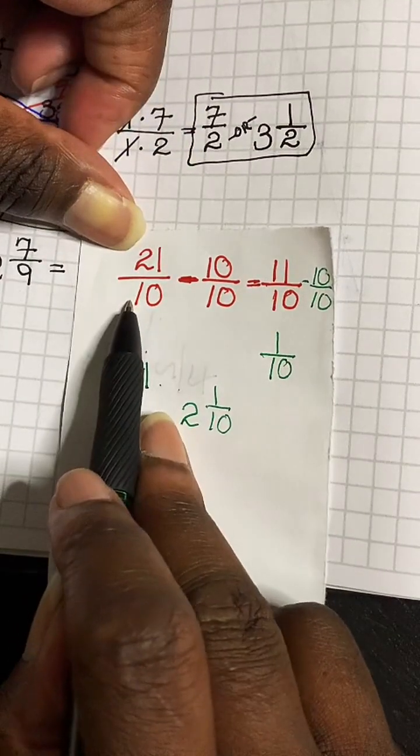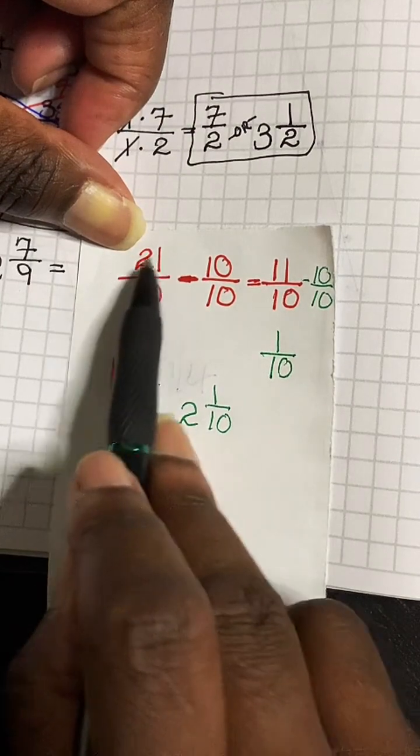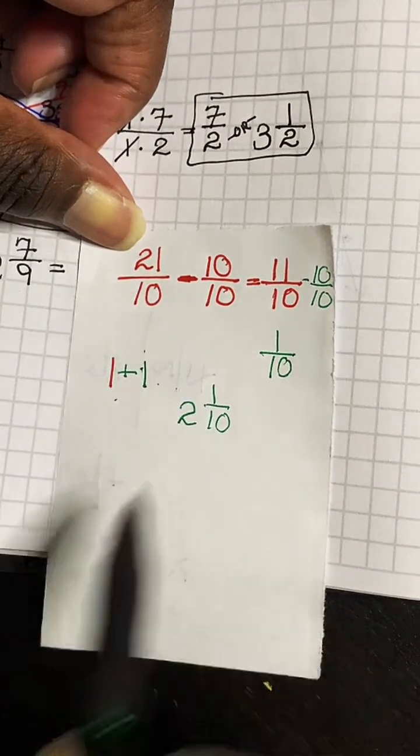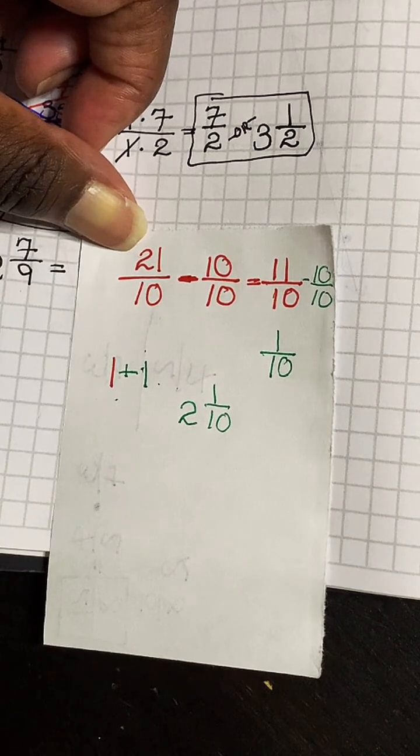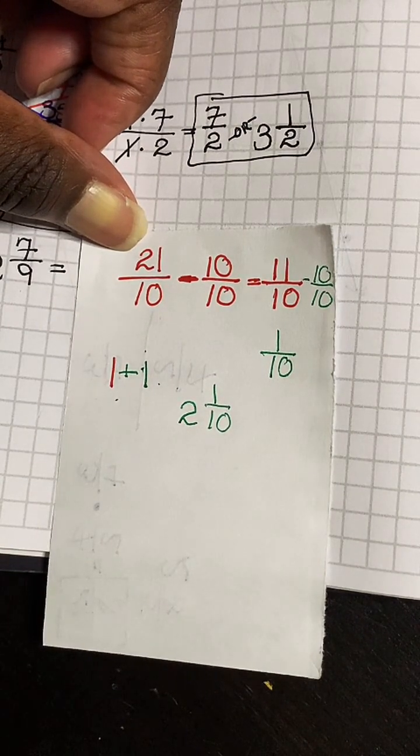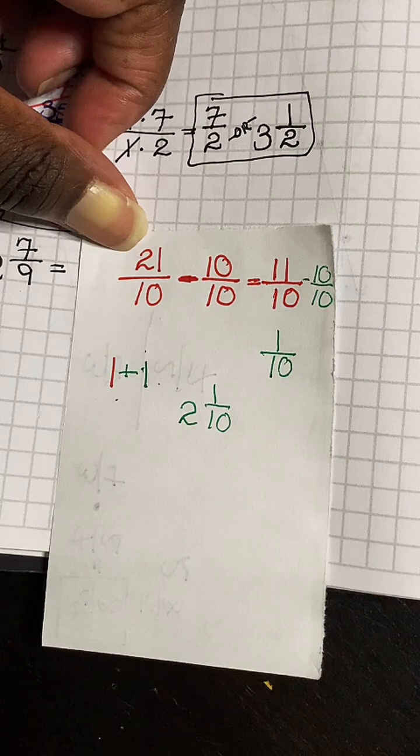Which we could have done so much quicker because I noticed I can get 20 out of there, right? So 20 divided by 10 gives me 2, and then what was left is my 1/10. I can think of it that way. Okay?